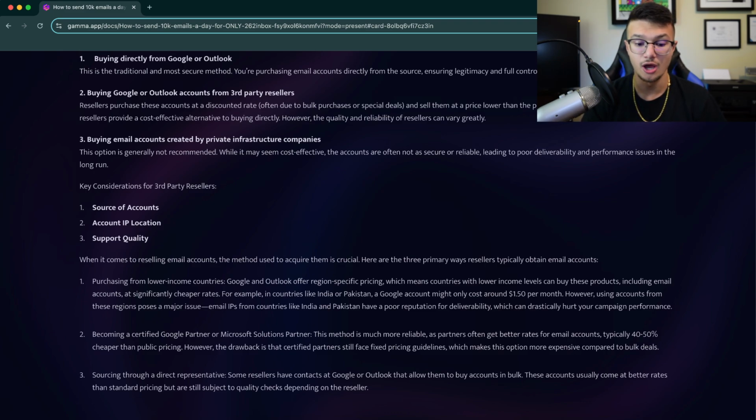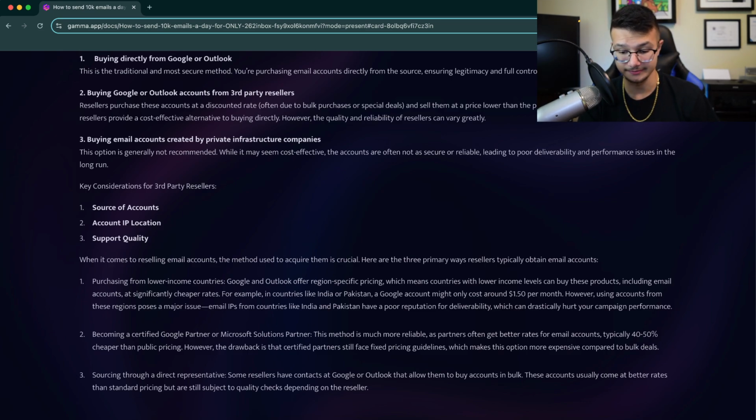Now, Google and Outlook offer region-specific pricing. So essentially what that means is that countries with lower income levels can buy these products, including email accounts, at a significantly cheaper rate. For example, for countries such as India or Pakistan, a Google account might only cost around $1.50 per month. However, though, using accounts from these regions pose a major issue. Email IPs from countries like India and Pakistan unfortunately have a poor reputation for deliverability, which can drastically hurt your campaign performance.